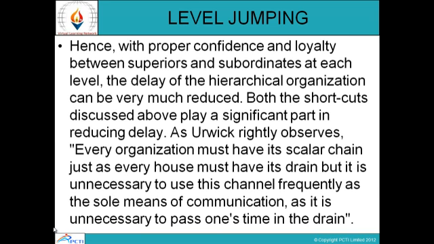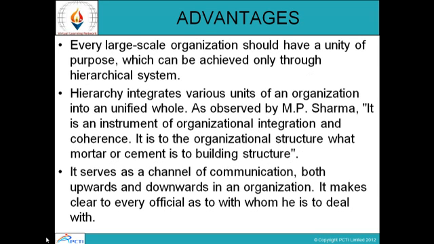Every organization must have its skeleton, just as every house must have its drain, but it is unnecessary to use this channel frequently as a sole means of communication. Yes, you can't treat this skeleton as a sole means. You have to consider it just as a house must have its drain. So it is unnecessary to pass everything through the drain all the time.